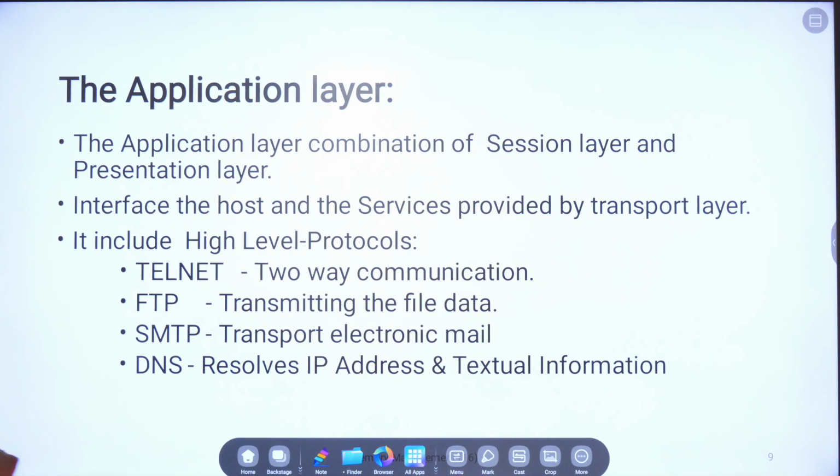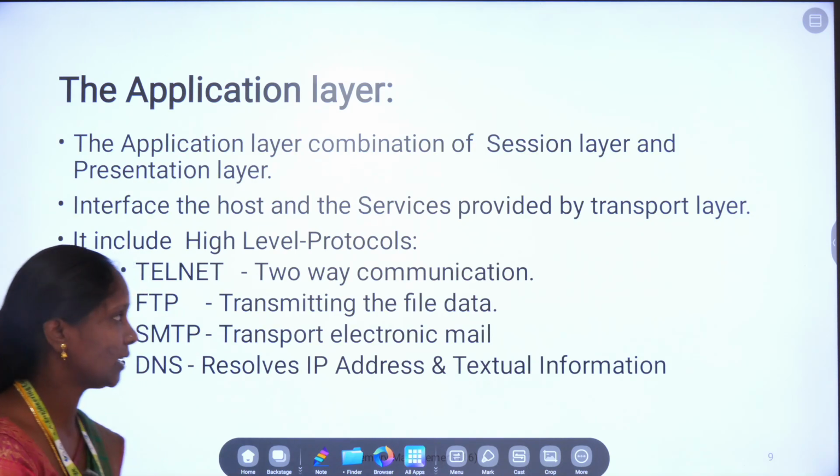Next, application layer. The application layer is a combination of session layer and presentation layer. In the previous OSI reference model, there were directly a session layer and a presentation layer, but this application layer is a combination of session layer and presentation layer. Then next, the interface of the host.